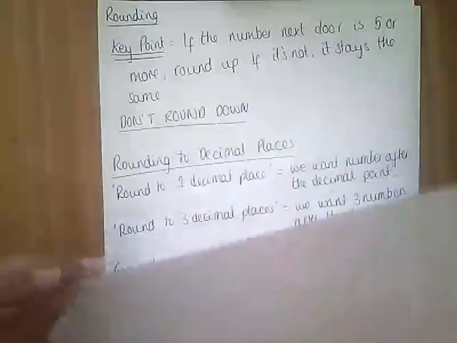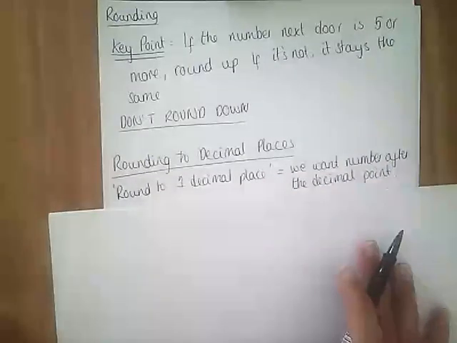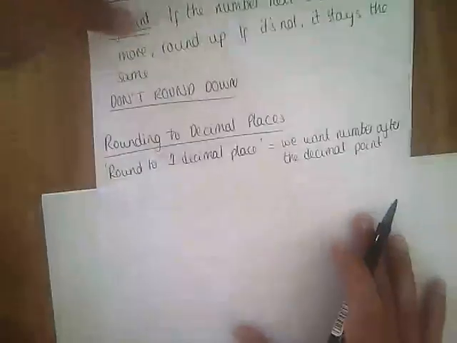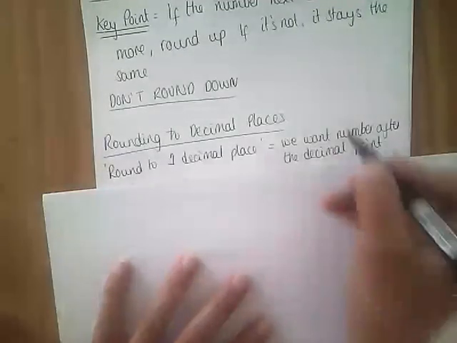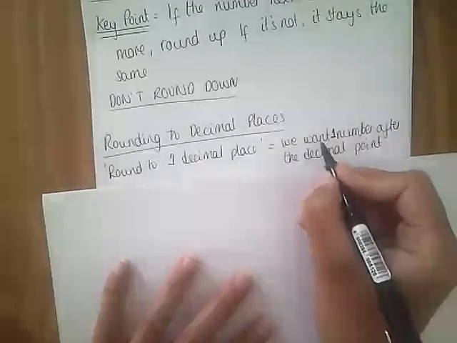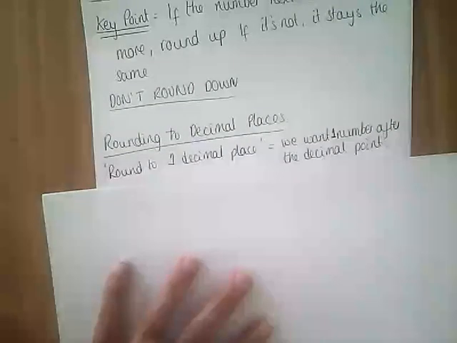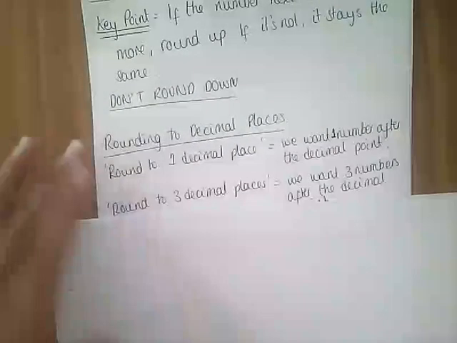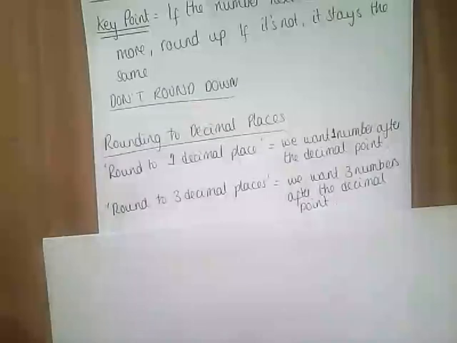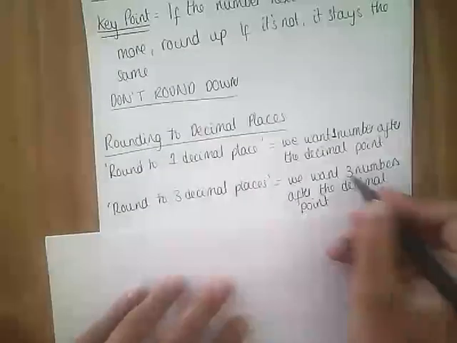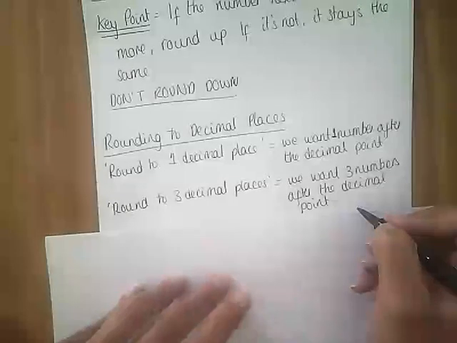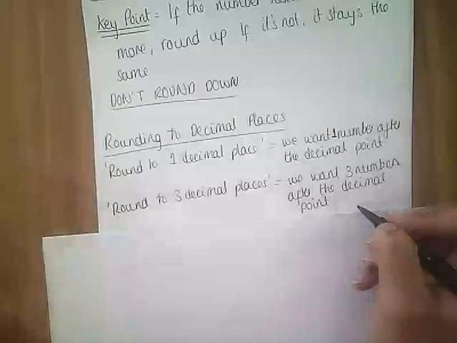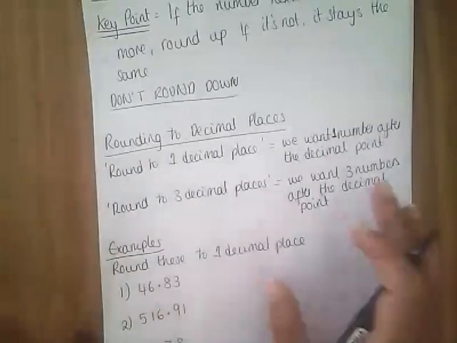Right, so when we are rounding to one decimal place, that is asking you to have one number after the decimal point. We want one number after the decimal point. If it's asking us to round to 3 decimal places, we want 3 numbers after the decimal point. If it was asking you to round to 2 decimal places, it would mean 2 numbers after the decimal point, and so on. Right, so here we go. We're going to just kick off with some examples.